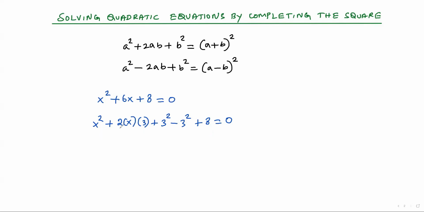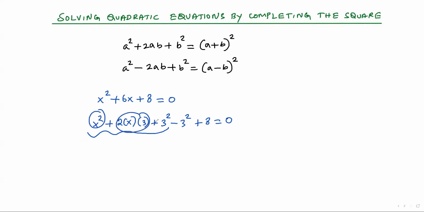So we have x square. When I multiply 2 times x times 3, that is equal to 6x. And this is a zero pair, positive 3 square, negative 3 square, and positive 8 is over here. So the expression I have over here is equal to the original one. Now let's consider the first 3 terms over here. Compare this with a square positive 2ab positive b square. It is exactly the first 3 terms.